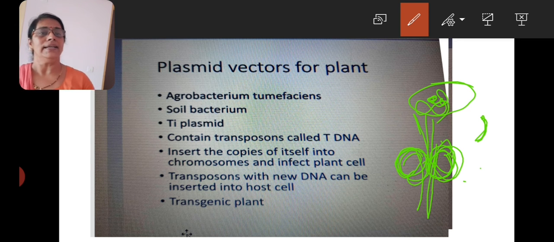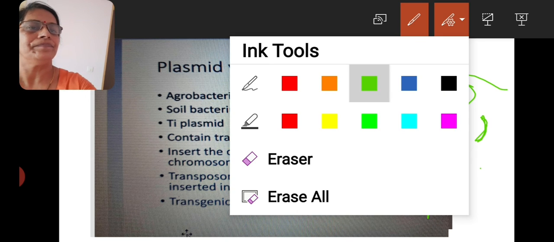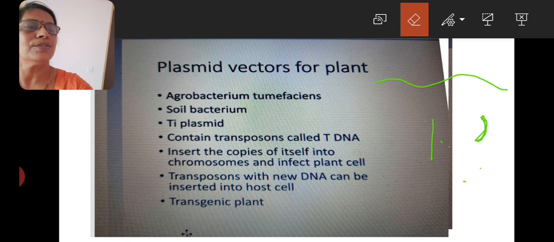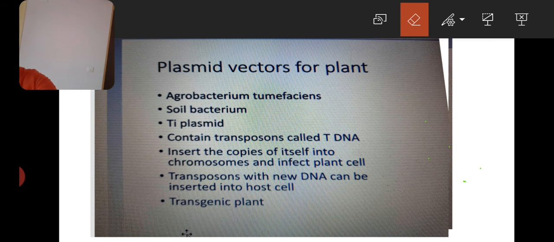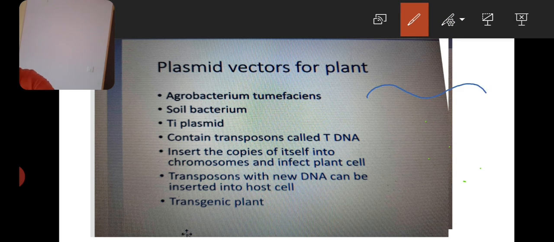As well as, it contains the transposons called the T-DNA. The transposons are nothing but, suppose this is the DNA, and this part again joins to that DNA, then this is called the transposon.